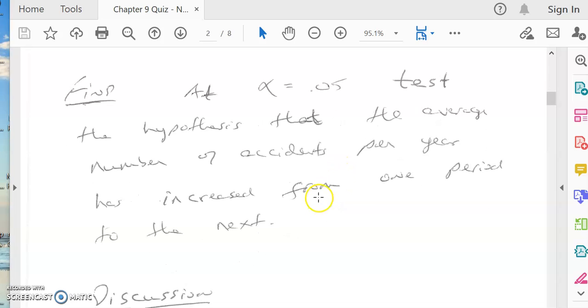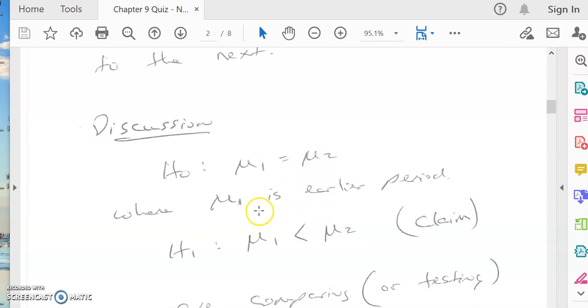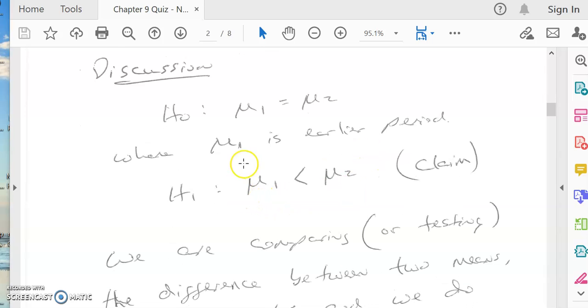All right, so find. What are we looking for? We're trying to find, using alpha is equal to 0.05, so alpha is 5%. We want to test the hypothesis that the average number of accidents, so we're talking about our X bars then, right? The average number of accidents per year has increased from one period to the next. So when it says to the next, I think it means the later period. Okay, so this is my discussion here.